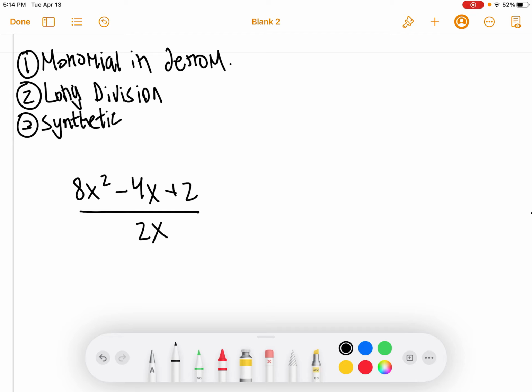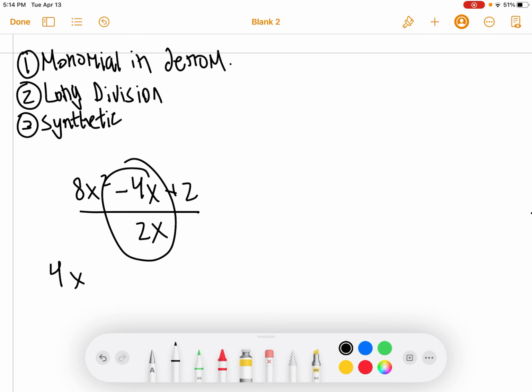What do we do? Well, we have to divide each of the parts of the top. Here, there are 3 parts: the 8x squared, the minus 4x, and the plus 2. We have to divide them all by the one thing, 2x. Remember, we divide coefficients and subtract exponents. For the first part, 8 divided by 2 is 4, and then x squared divided by x, which has a power of 1, so you do 2 minus 1, which is 1, so just x.